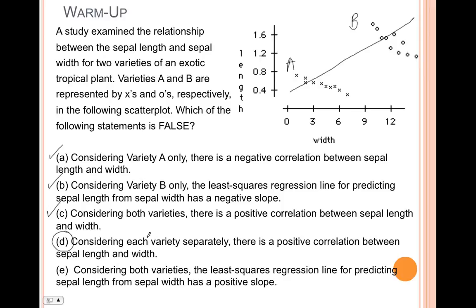D, considering each variety separately, there is a positive correlation between sepal length and width. No, that contradicts A and B, okay? We decided that if you consider the two varieties separately, we would have two negative correlations. And then E, considering both varieties, the least squares regression line for predicting sepal length from sepal width has a positive slope. E is saying the same thing that C is saying. Having a positive correlation and having a positive slope are the same thing. The answer is D.